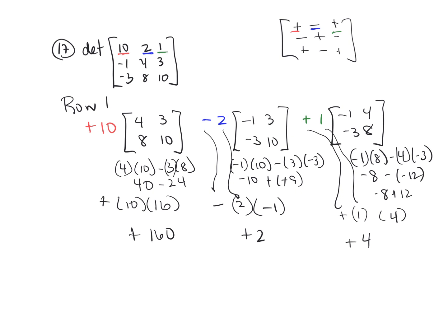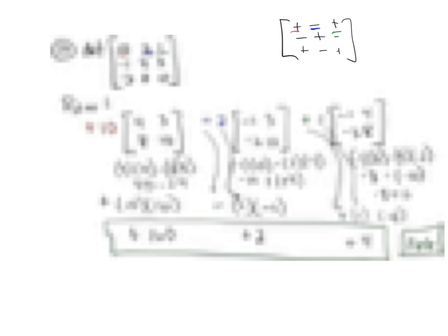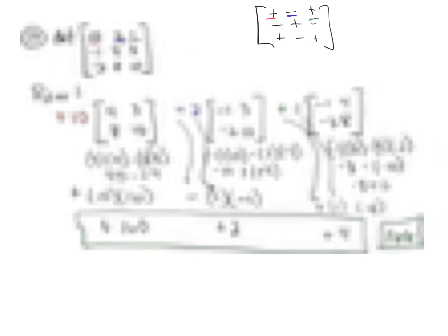And we get to add all these together, and we end up with 166 as our determinant for this 3 by 3. If you're doing your math with a different row or column and you can't figure out what you're doing wrong, if you're getting it wrong, please ask me before class, after class, whenever. I can certainly try to help.